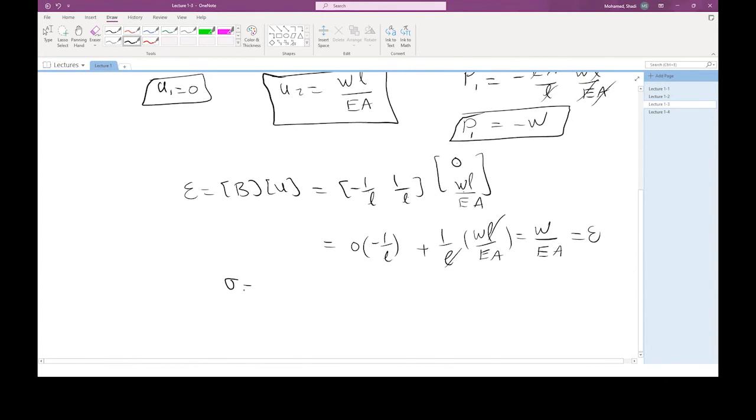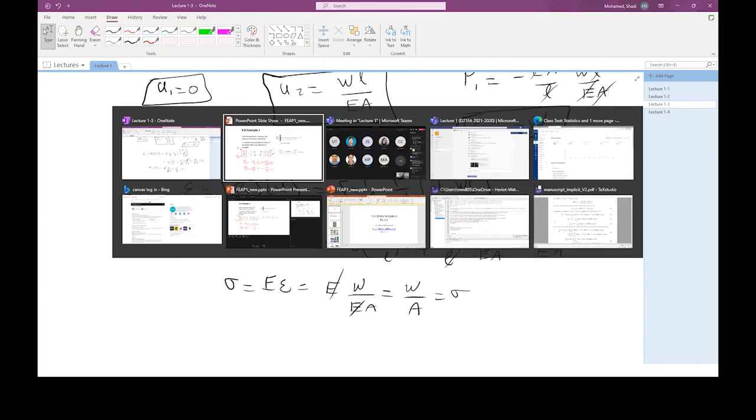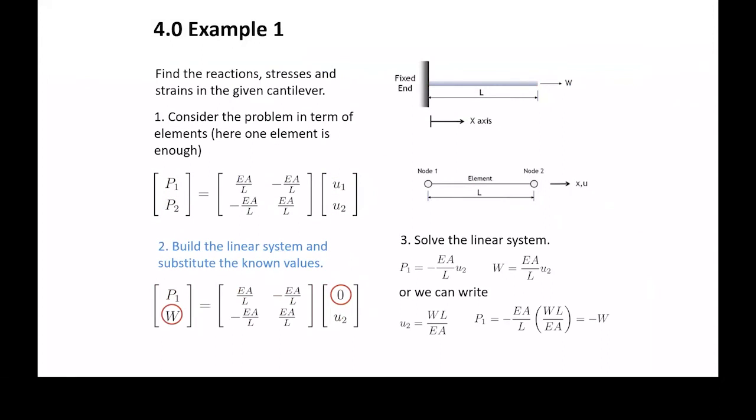And the stress is the elasticity modulus multiplied with the strain. So this is E multiplied with W over EA. So the E will cancel with the E, and we will be left with W over A, which is to be expected because if you look into this problem here, you'll see that this is the force applied and the stress is basically the force divided by the cross section.